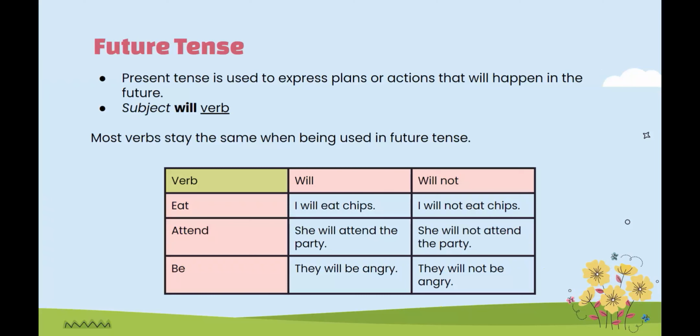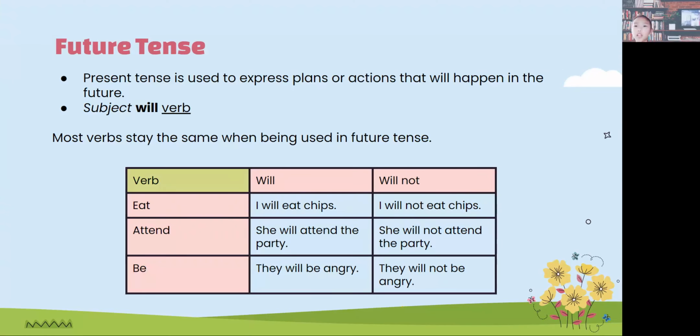Yeah, so will is something that you're going to do, but will not is something that you will not do or you do not want to do. That makes sense.